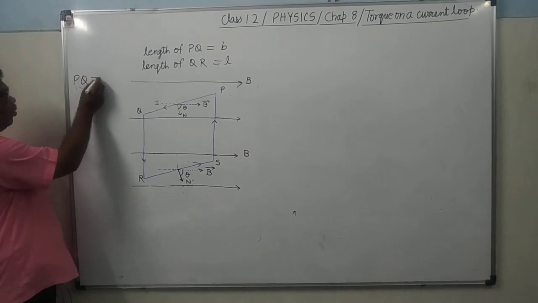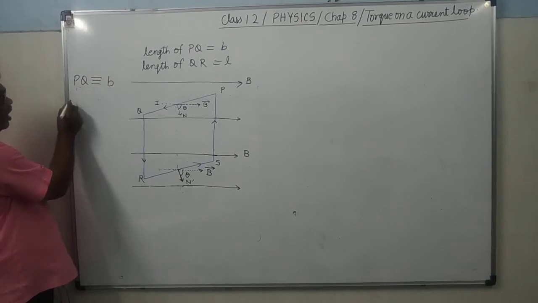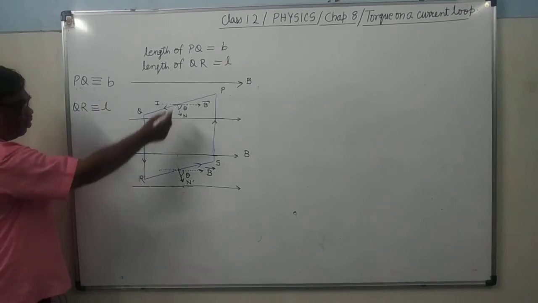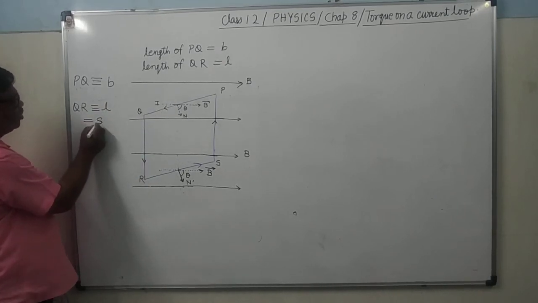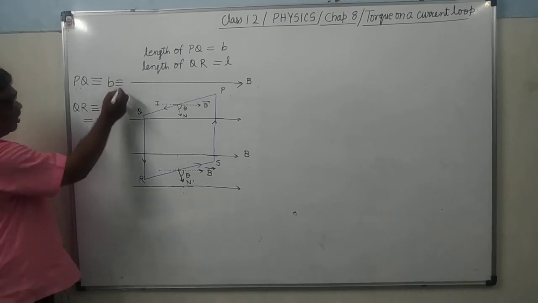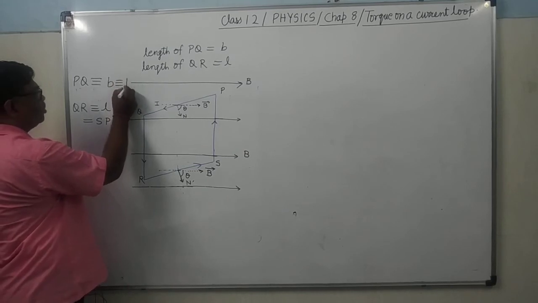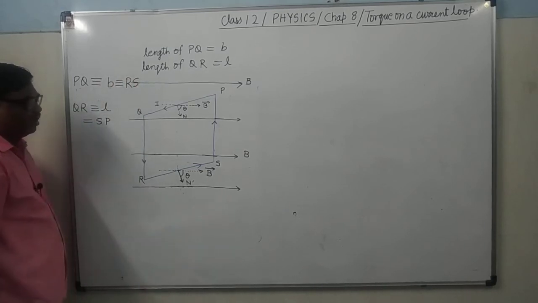So see here, what will be the force acting on the segment PQ? Here we have taken PQ equals to b and QR equals to L. QR equals to L, therefore PS is also equals to L, and PQ equals to b, therefore RS is also equals to b. It's clear.